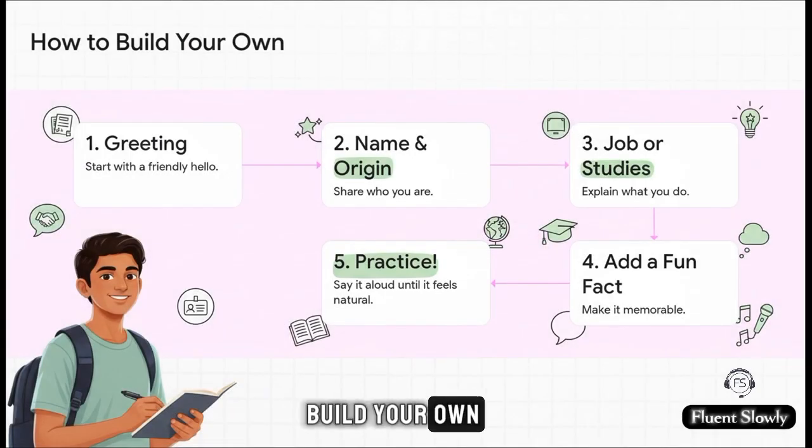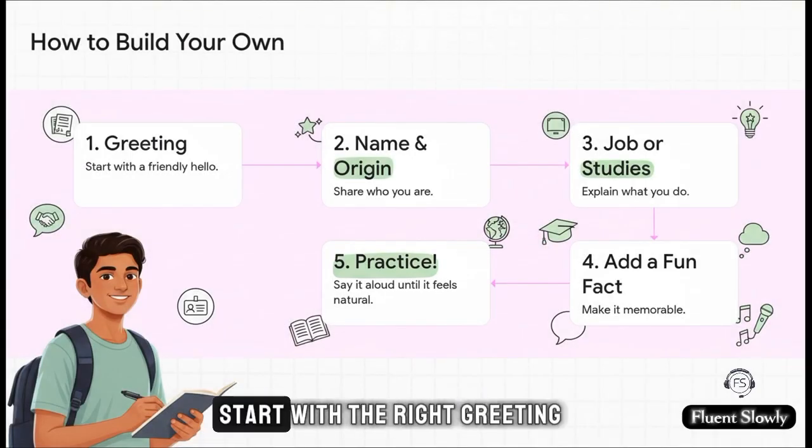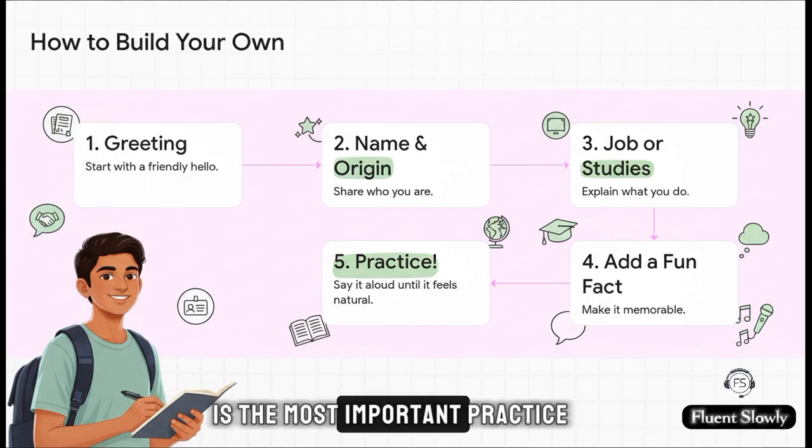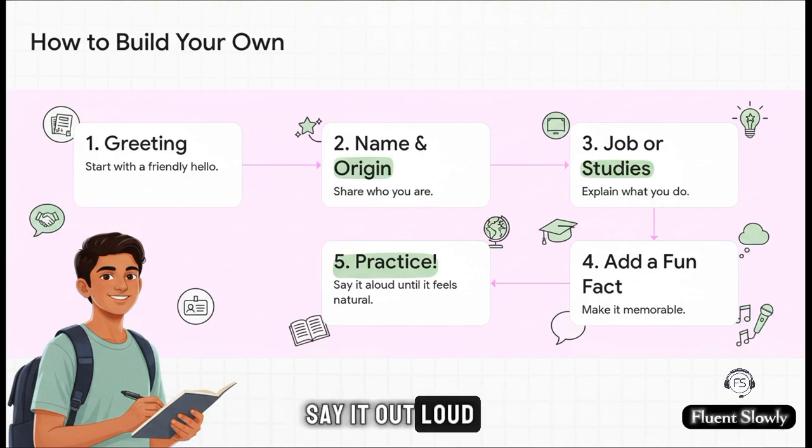So how do you build your own? It's this simple. 1. Start with the right greeting. 2. Add your name and where you're from. 3. Toss in what you do. 4. Add that little spark, a hobby or a fun fact. And the last step, number 5, is the most important. Practice. Say it out loud until it feels totally natural and just rolls off your tongue.